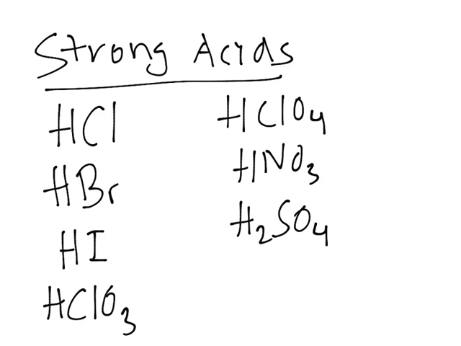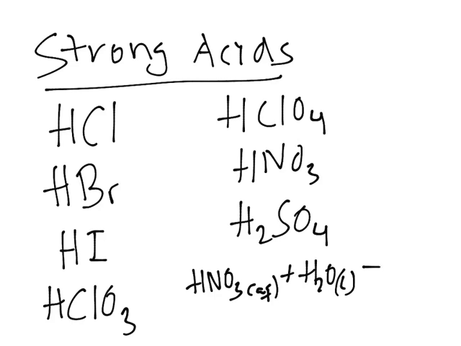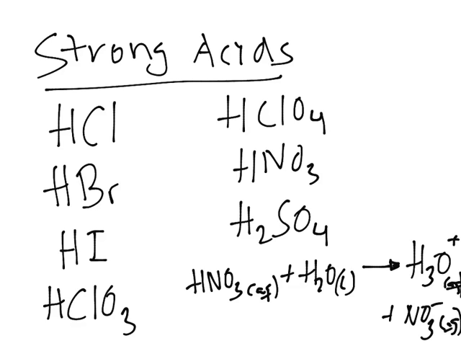So something like, let's go with nitric acid, HNO3, it's aqueous. We'll react it with water, and we'll write 1 single arrow to form hydronium and NO3 minus. And this ionizes 100%.